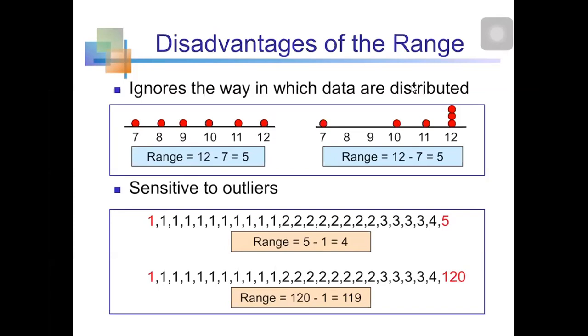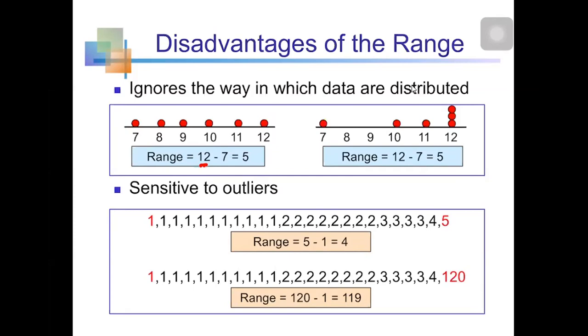For example, here, if you look at the first one, 12 minus 7 equals 5. For the second dot plot, the distribution is different, but still the range gives the same answer. 12 minus 7 equals 5. This is the disadvantage of range.